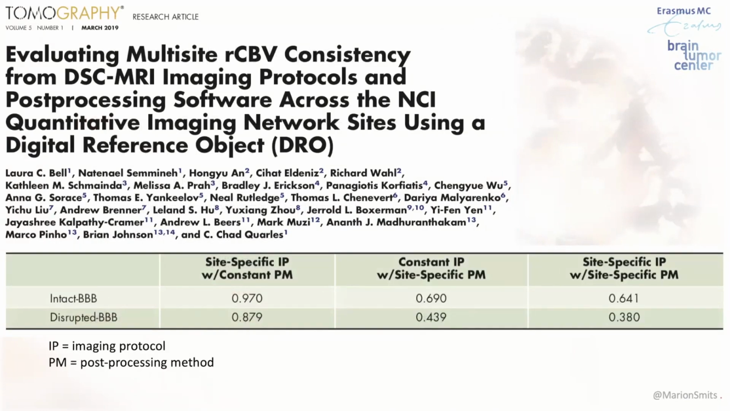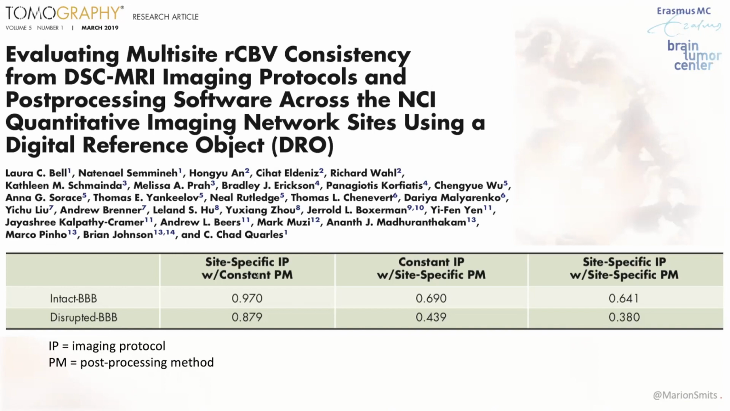This is a very, very good paper by Laura Bell and Chad Cross, where they used a DRO, a digital reference object, to look at the impact that the imaging protocol and the post-processing method have on the interclass correlations that you see here, for an intact blood-brain barrier and a disrupted blood-brain barrier. And this is, of course, what we're mostly looking at: enhancing lesions.